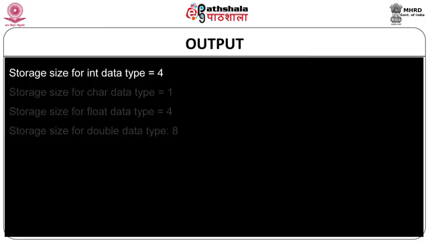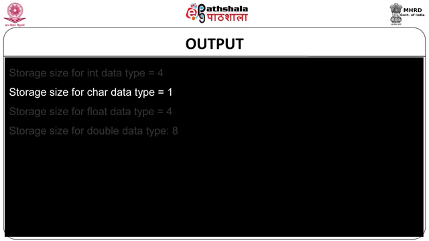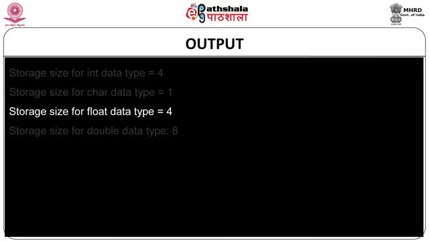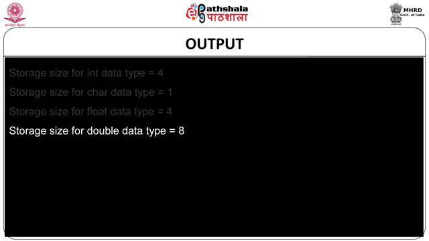You can see the storage size of the integer data type is 4 bytes. Then the storage size of the character data type is 1 byte. The storage size of the float data type is 4 bytes. And the storage size of the double data type is 8 bytes.